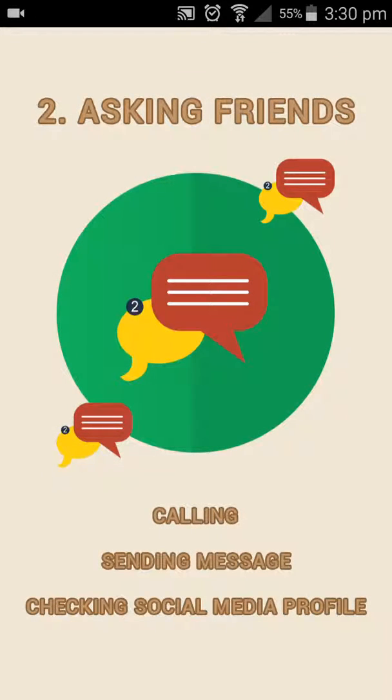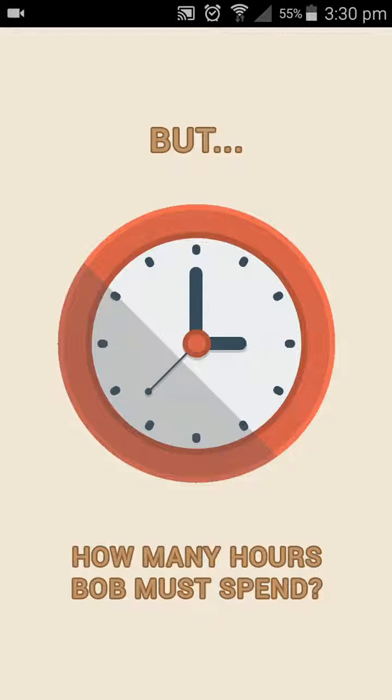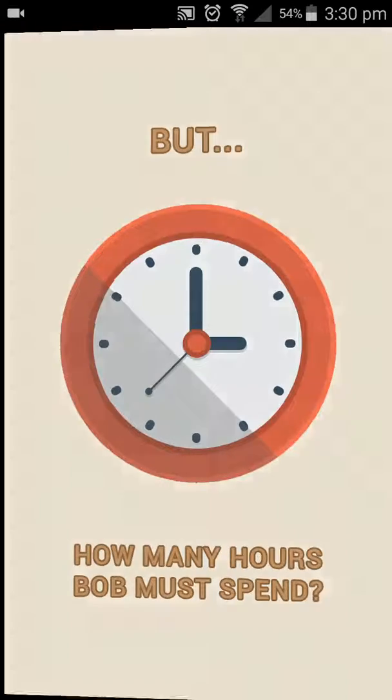Second, he can ask for his friends' suggestions. Third, he can also look if there's any interesting events going on right now in Milan, which of course match with his interests. But how many hours do you think Bob must spend to make up his plan?